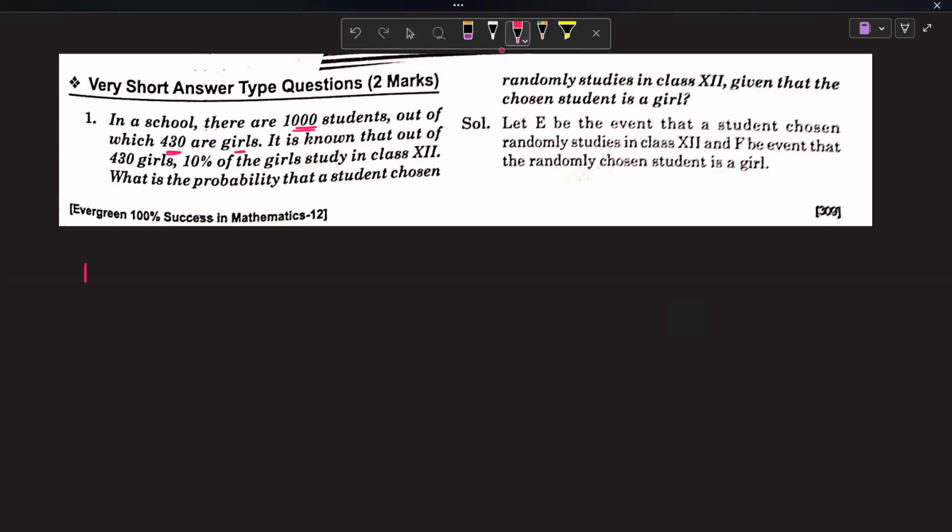So write down boys. Boys are how much? 1,000 minus 430 equals 570. Correct answer. And girls will be 430. It was given.